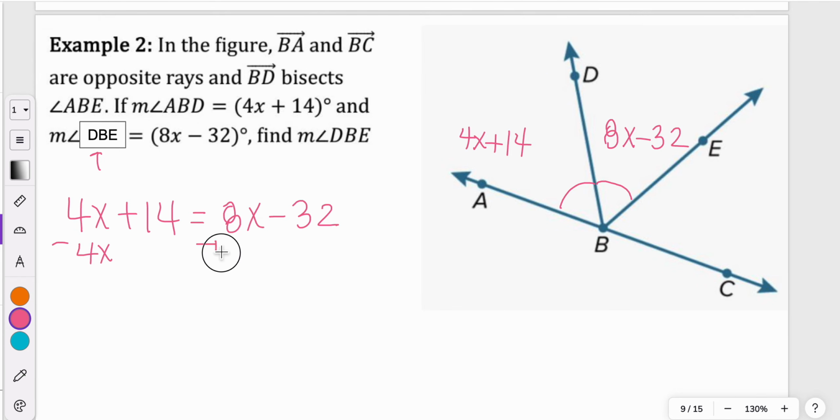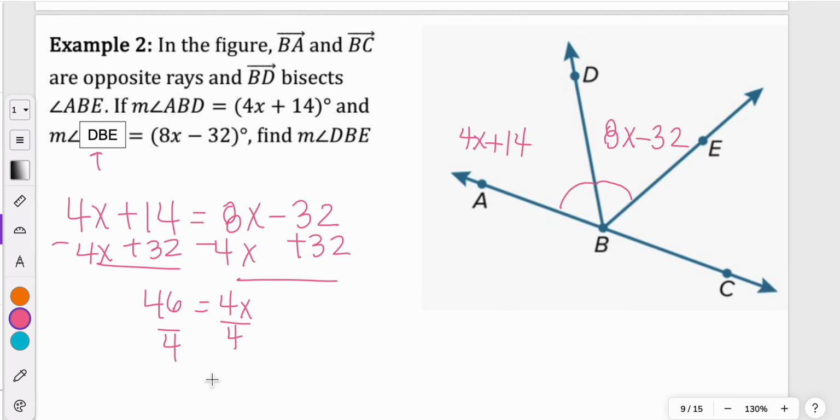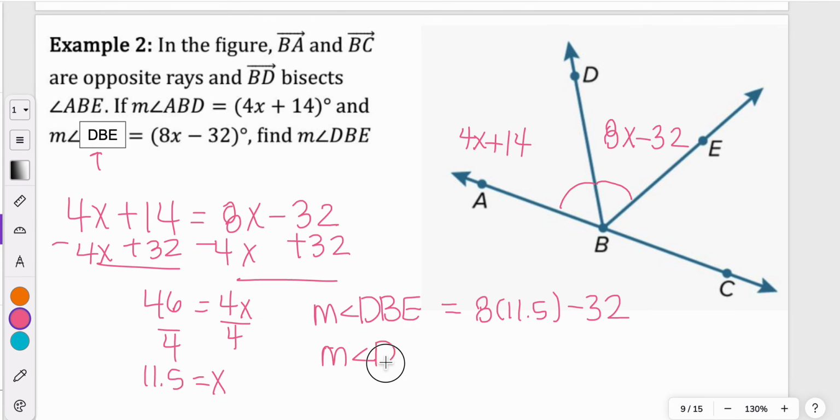I'm going to subtract 4x from both sides, add 32 to both sides, and I'm going to end up getting 46 is equal to 4x. When I divide both sides by 4, I'm going to get a decimal here of 11.5. So I would plug that 11.5 in to find the measurement of angle DBE, which is 8x, or 8 times 11.5 minus 32, which would give me the measurement of angle DBE. I'm going to get 60 for that.